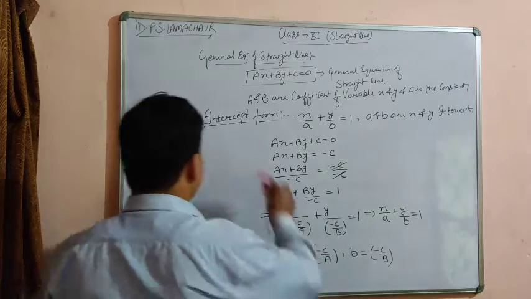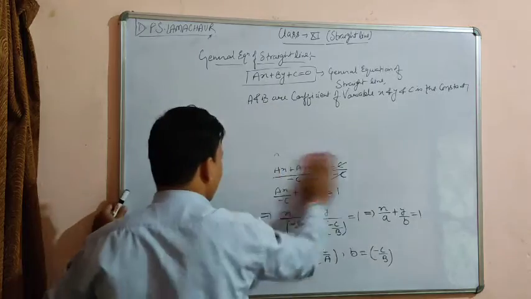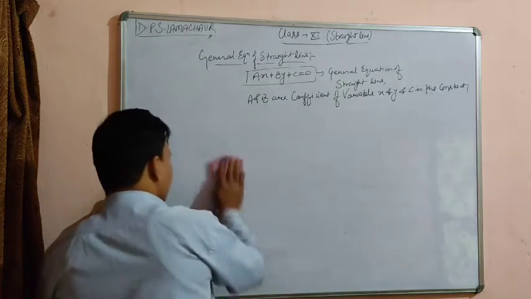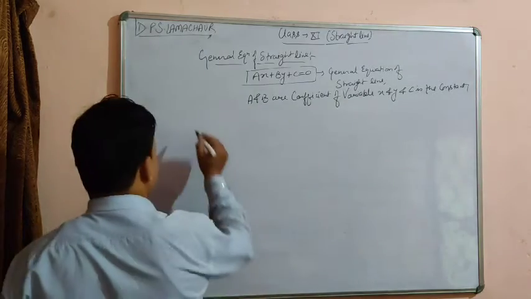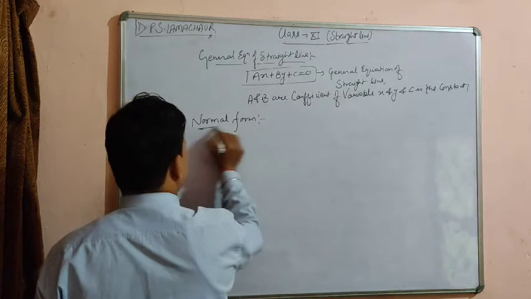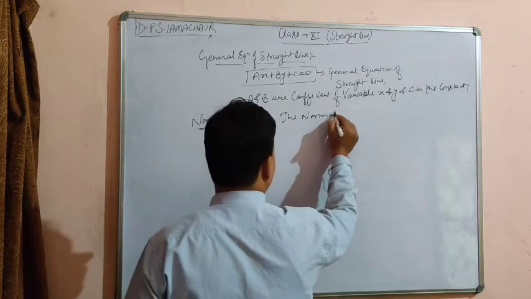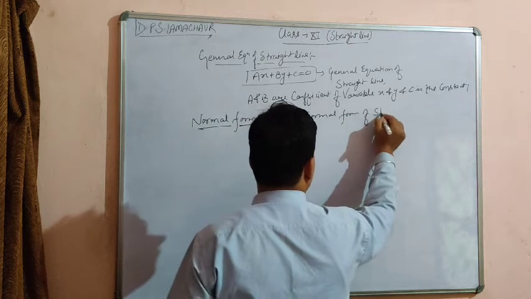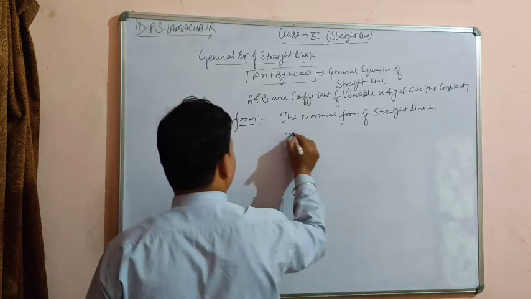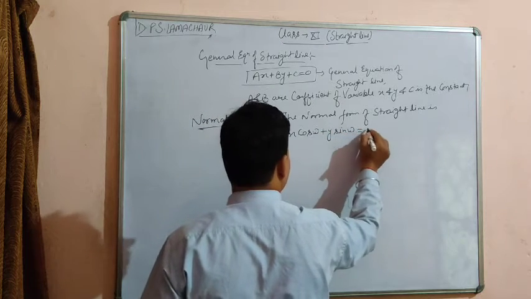Now the third form in which we have to reduce the general equation is normal form. So how do we reduce the general equation of a straight line in normal form? Normal form. So dear student, as we know, the normal form of a straight line is x cos omega plus y sin omega is equal to p.